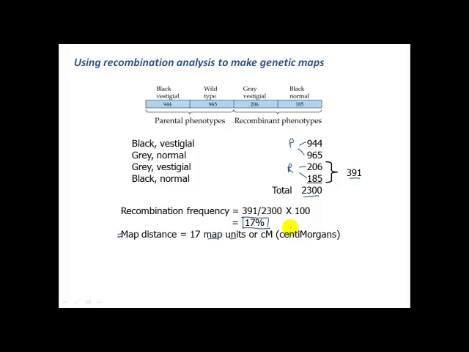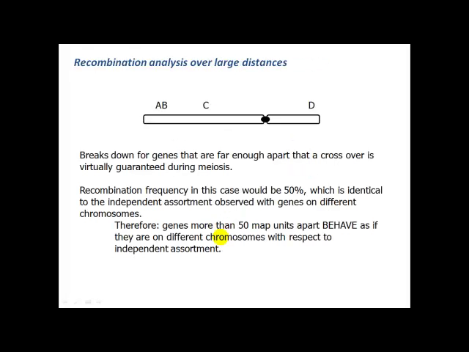So the closer together two genes are, the fewer recombinants you're going to end up with, and the smaller this number is going to be. So you're going to end up with a smaller genetic distance between those two genes. On the other hand, the further apart those two genes were, the more recombinants you're going to have, the larger this number is, and the greater the genetic distance you're going to determine being between them.